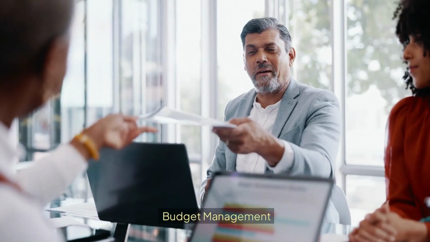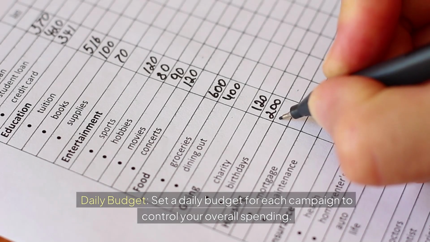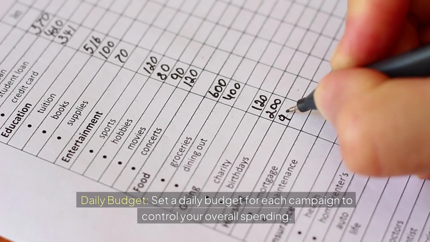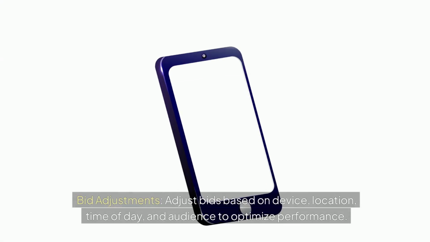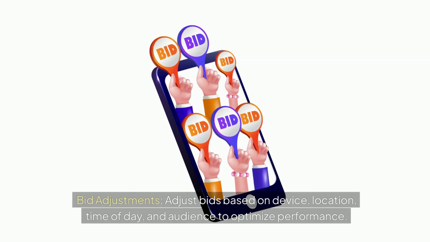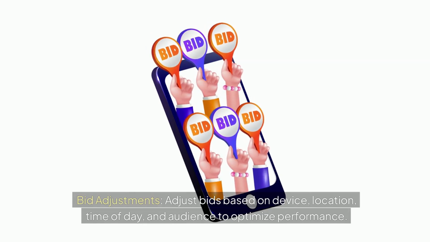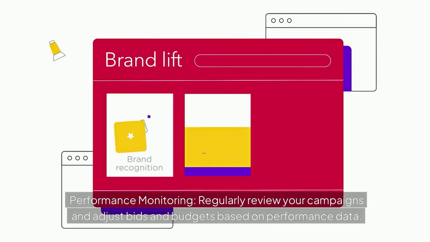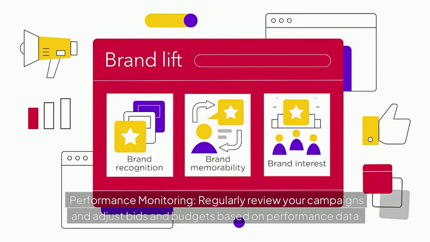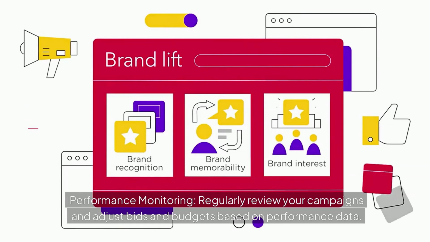Budget management. Daily budget. Set a daily budget for each campaign to control your overall spending. Bid adjustments. Adjust bids based on device, location, time of day, and audience to optimize performance. Performance monitoring. Regularly review your campaigns and adjust bids and budgets based on performance data.